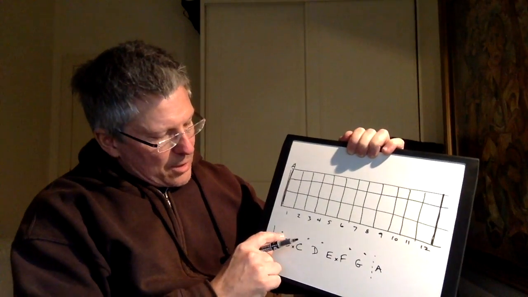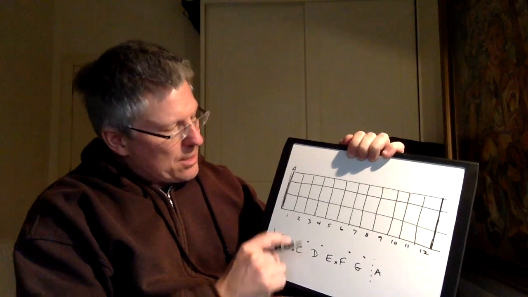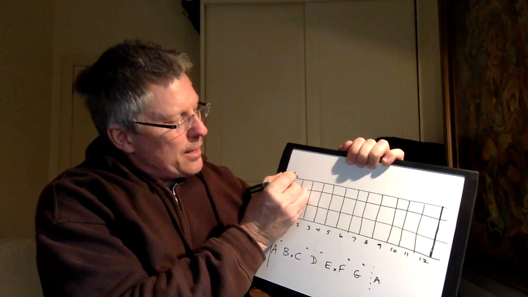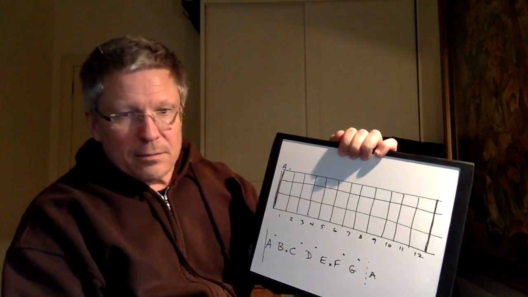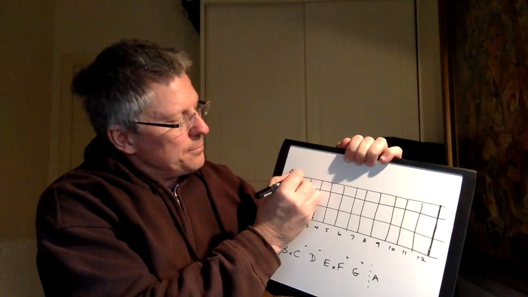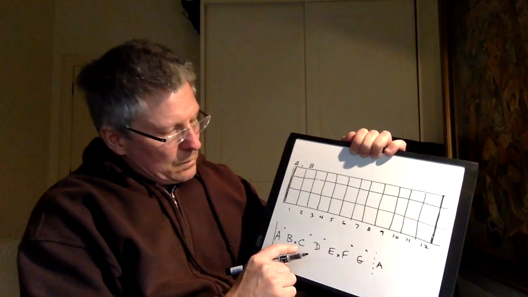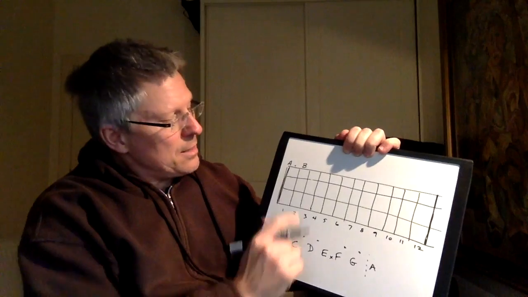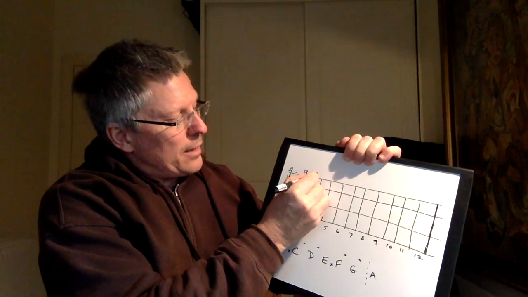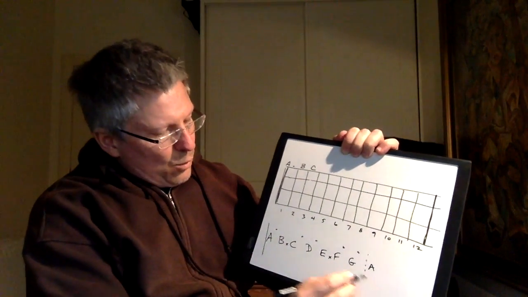Now, we said that there was a note between A and the next note. So we're going to leave this first fret here vacant for a second. We're going to put a B in the next one. Then we said there's nothing between B and C, so that means I put a C straight away. And I'm going to continue all the way up here.